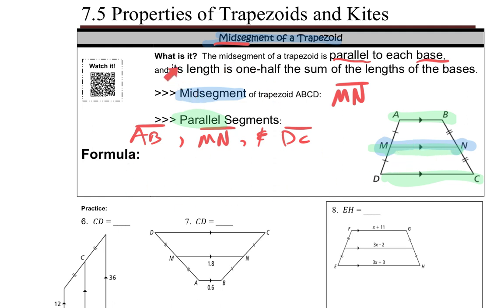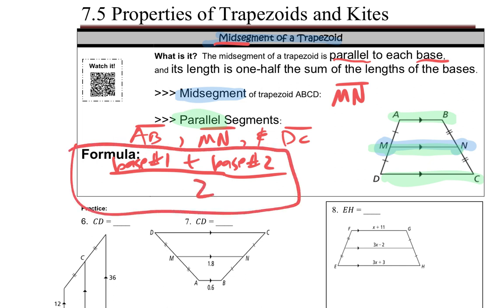Okay, so here's the formula. We said the mid segment is 1/2 the sum of the lengths of the bases. Okay, so the sum of the lengths of the bases, how would we write that? Let's just do it like this. Base number 1 plus base number 2, right? That's the sum of the bases. And 1/2, of course, means divide by 2. Okay, so that's our formula. We're just going to add the bases and divide by 2. Another way of thinking of it is 1/2 times base number 1 plus base number 2.